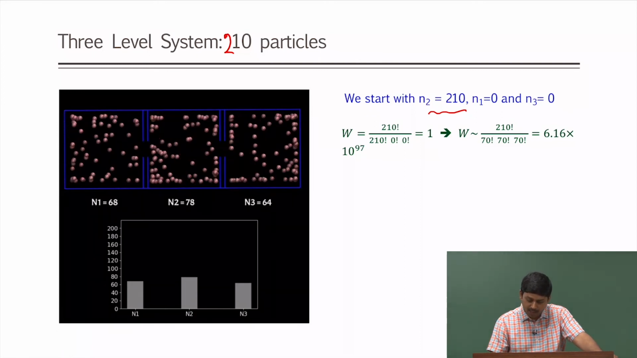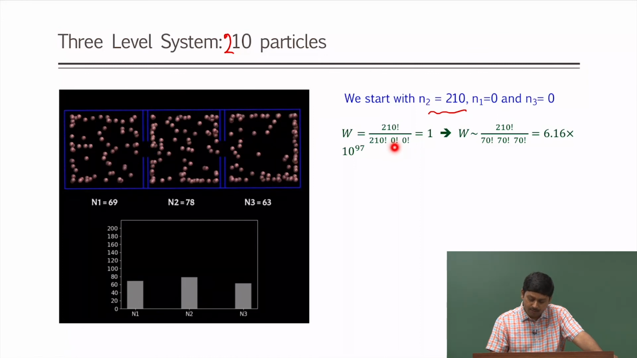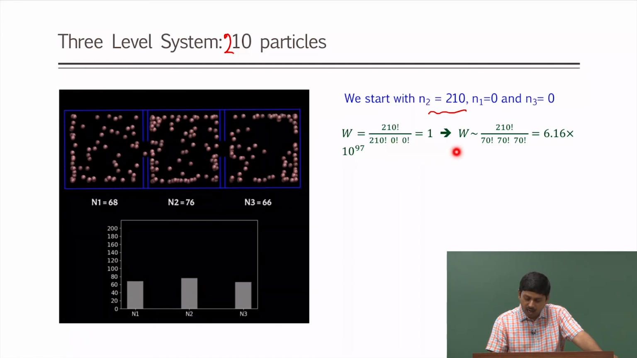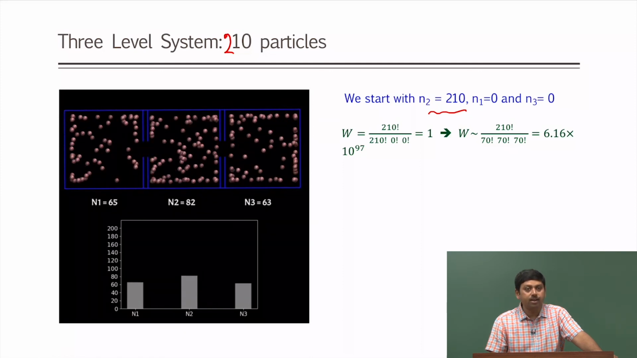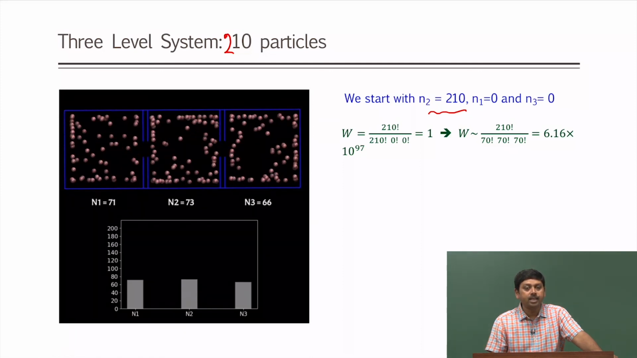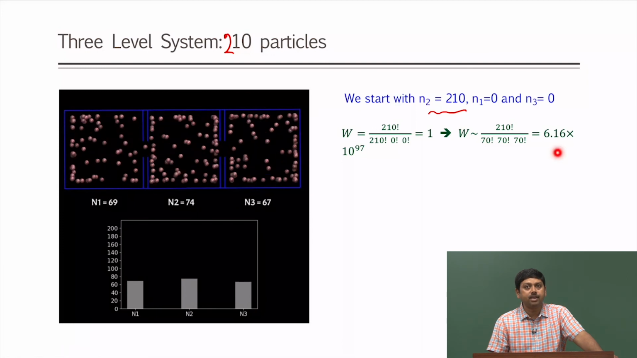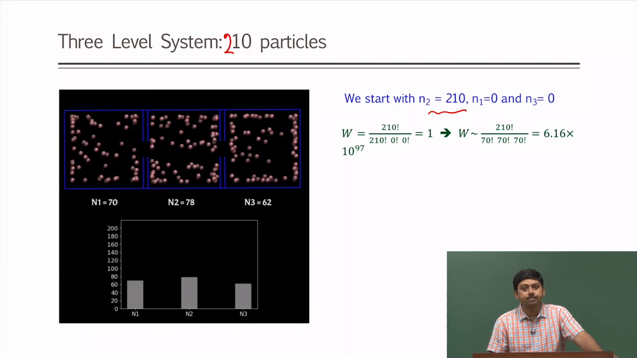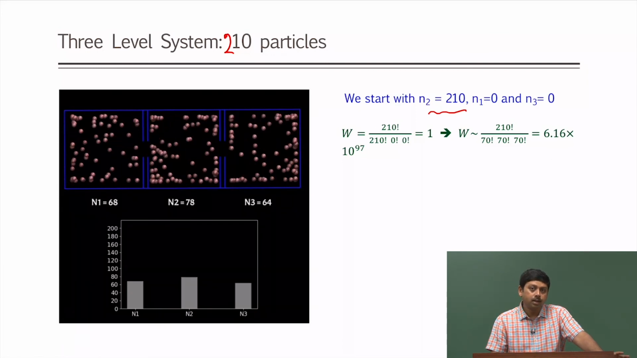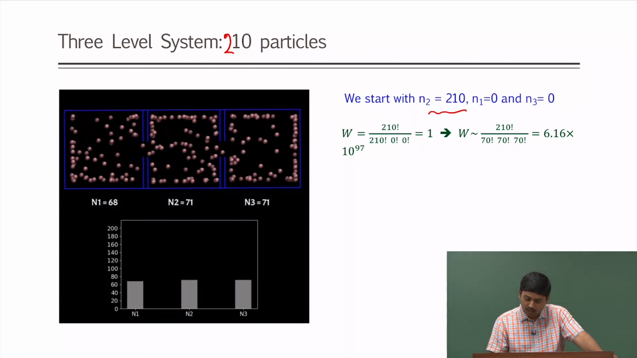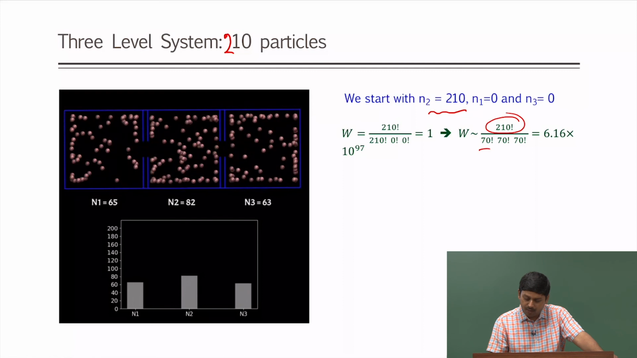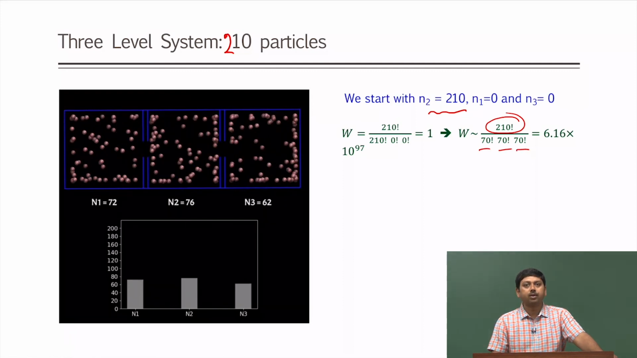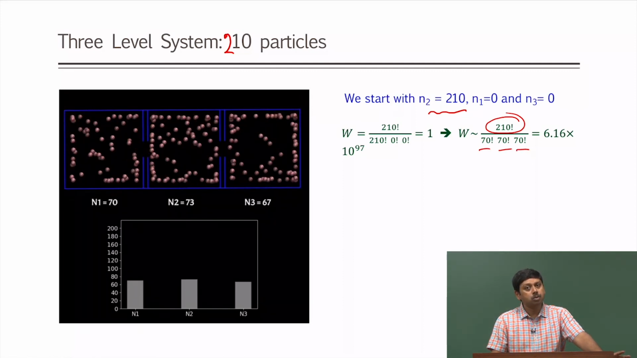You can see from here W is 1 when all particles are confined in one box. However, that W becomes 10 to the power 97 when it gets equally distributed as 70, 70, 70, just a factorial calculation. A simple multinomial calculation, the formula that we just now discussed, 210 factorial divided by n1 factorial, n2 factorial, n3 factorial, and this is the most probable distribution.